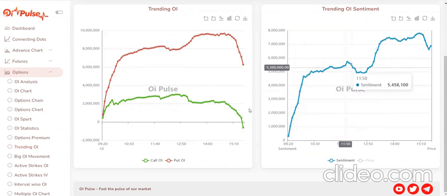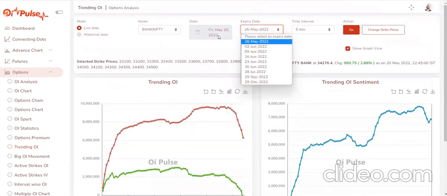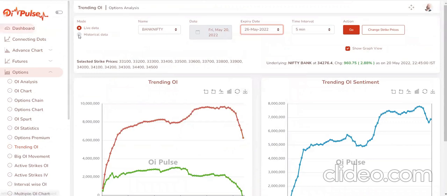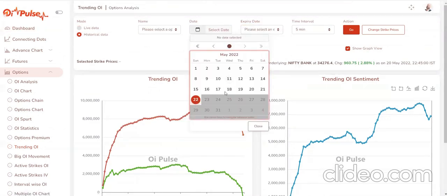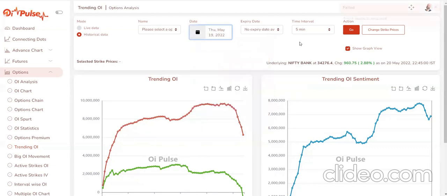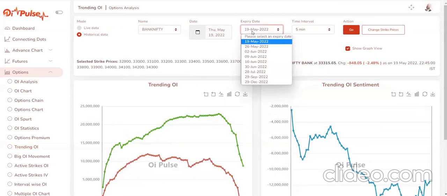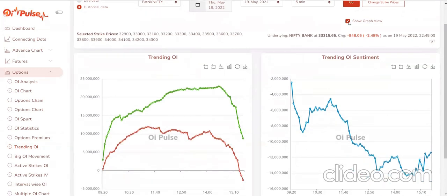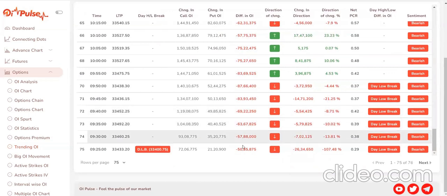zero line. If it would have been, let's say, I use just a minute, I use historical data. Let's see, last trading, 19th. Let's say from the morning itself, you can see the data was bearish from the morning itself. Right.